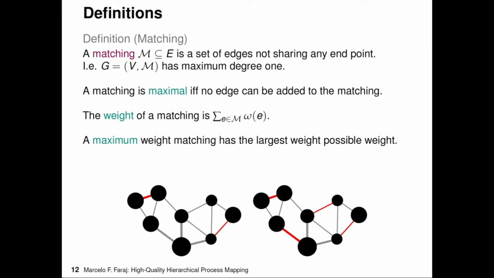We show here down below two matchings. The matching on the left is not maximal since we could add one more edge to this matching and this will continue being a matching. On the other hand, the matching on the right side is a maximal matching since we cannot add any more edge to this matching. Third definition, the weight of a matching is the sum of the weights of the edges contained in this matching. And fourth definition, a maximum matching is a matching that has the maximum possible weight among all matchings for a given graph.